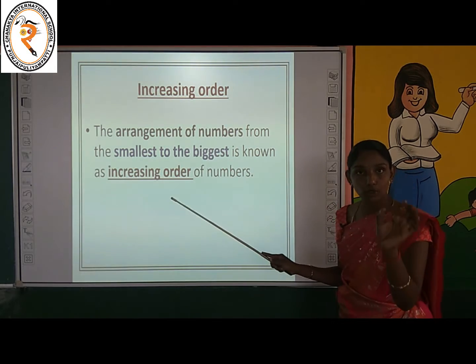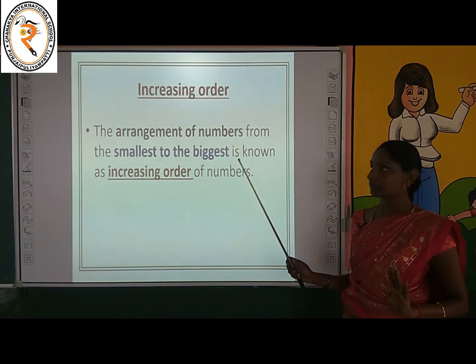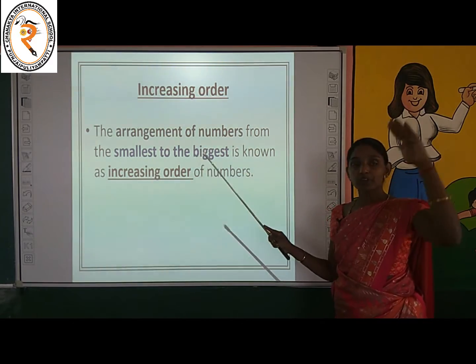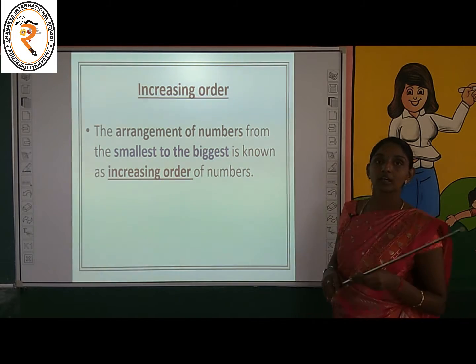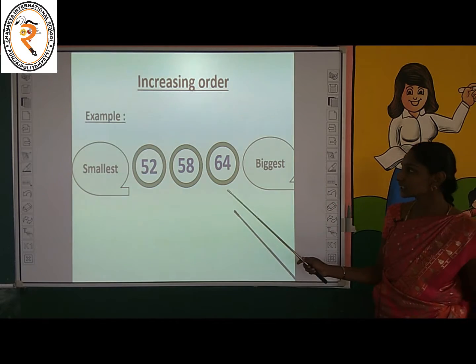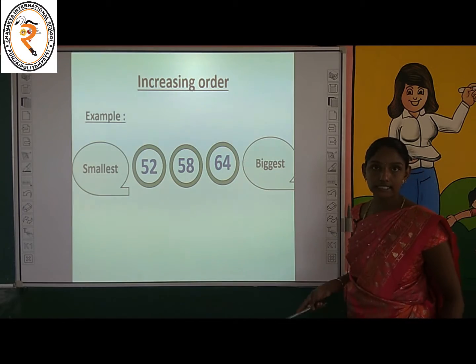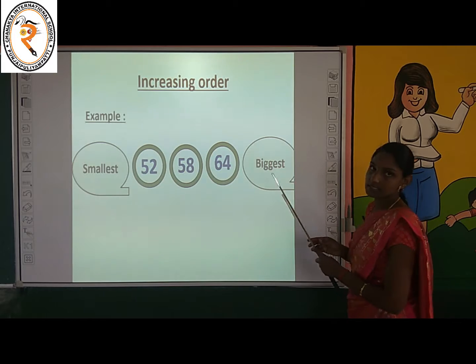Increasing means smallest to biggest. This is the only thing you have to keep in your mind. Increasing means smallest to biggest. That means increasing: smallest to biggest. Okay, let's see some examples. See, here is an example. These numbers are arranged in increasing order because these are from smallest to biggest.